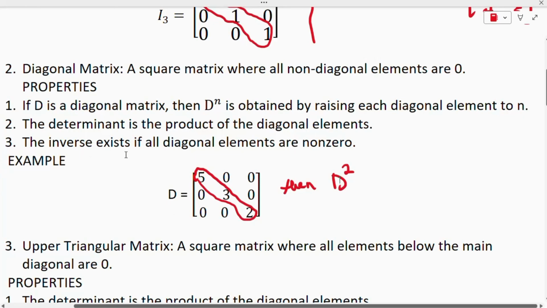Number 3, the inverse exists if all diagonal elements are non-zero. Alright, so if all the diagonal elements, which are 5, 3, and 2, are non-zero, then this diagonal matrix has an inverse. That is what it implies.